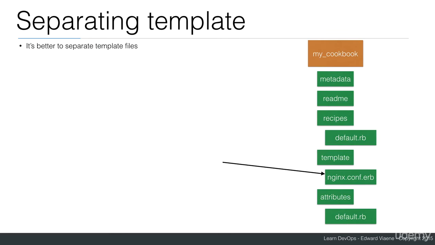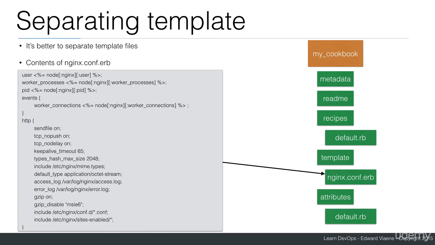Another best practice is to separate the template out of the recipe file, just like we did with Ansible. When using Chef, we are using Ruby, so the next generation engine config is going to look a bit different. You still see the same variables in the configuration file, but we use a different notation. This file needs to go in the templates folder and has an extension ERB.